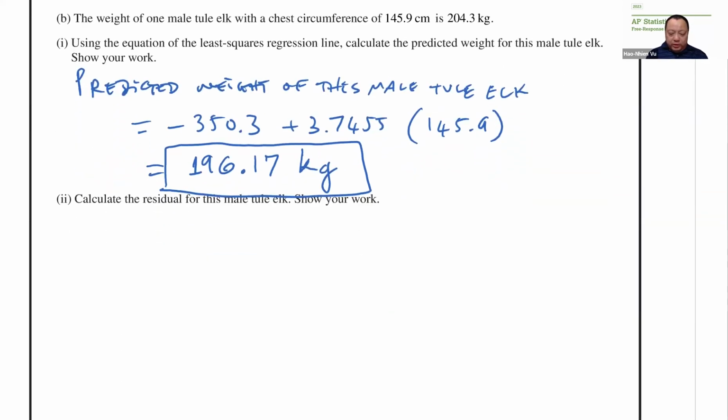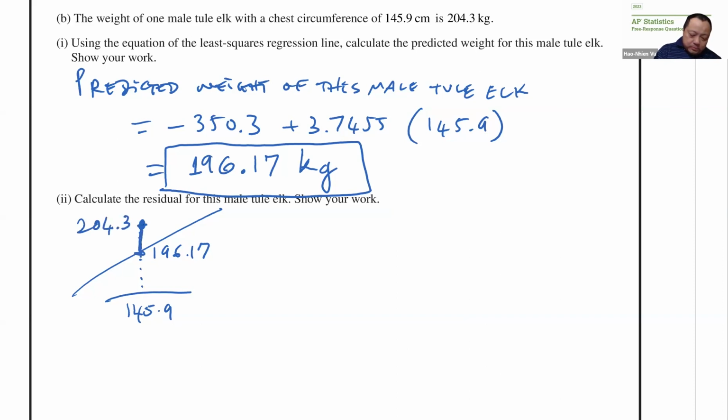Calculate the residual for this male tule elk. Show your work. Well, this male tule elk is 204.3 kilograms, whereas we're predicted to be 196. So for this same x value of 145.9, this number here is 196.17, whereas the actual value here is 204.3. And the residual is that length. The residual, you take these two numbers and just subtract them.